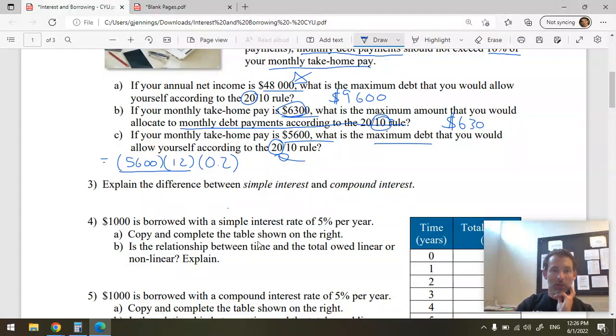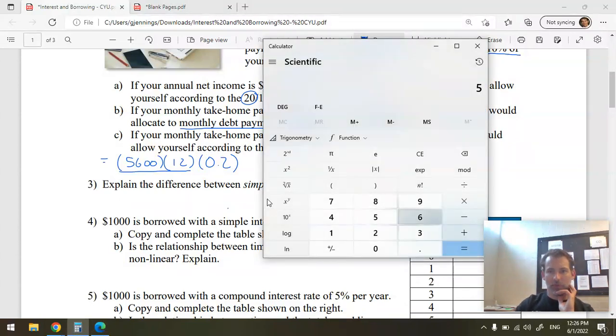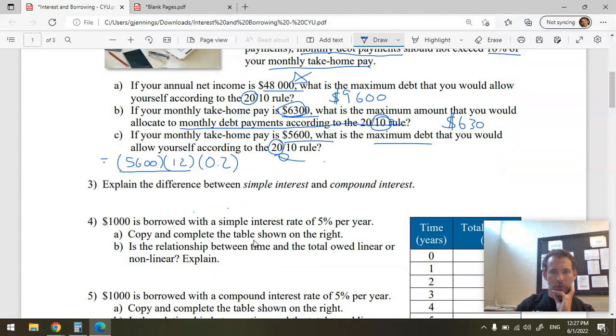So that will give me, doing it in my head here, 1,000. Oh, no, I don't want to do that in my head. 5,600 times 12 times 0.2. I guess I could have done... No, it's still annoying. 13,440. So 13,440 would be the maximum total debt that I would want to take on if I were that person who follows the 20/10 rule. All right.